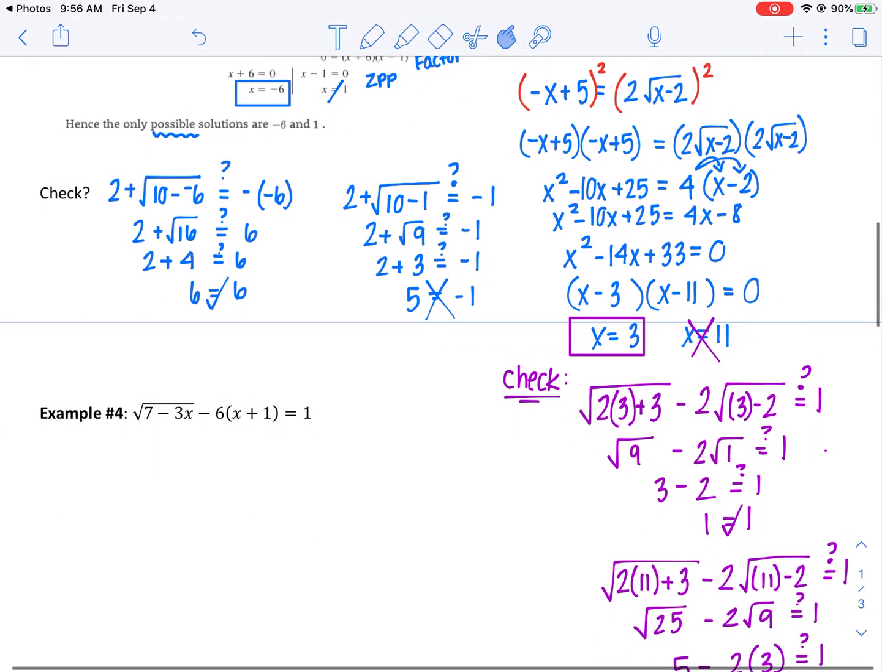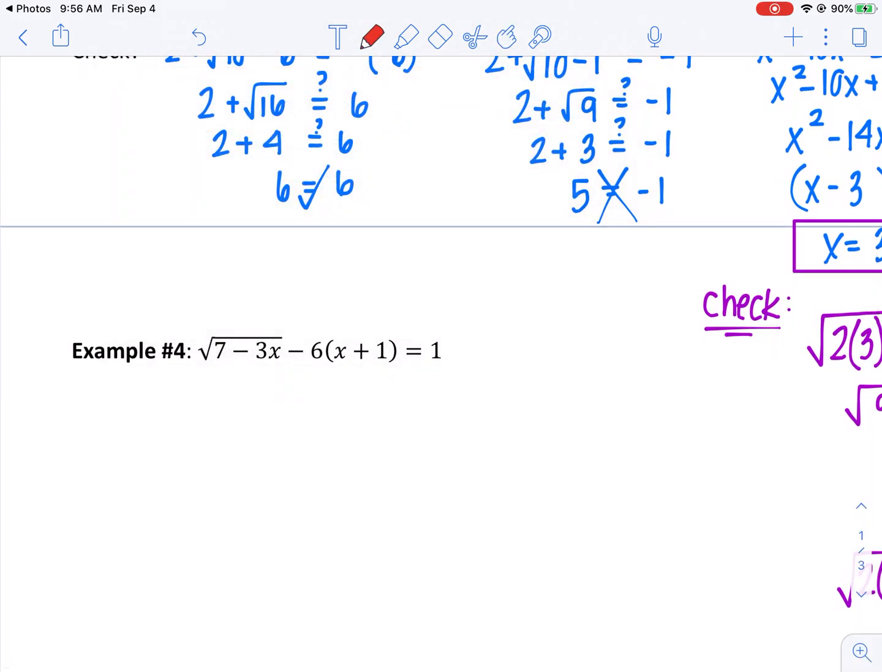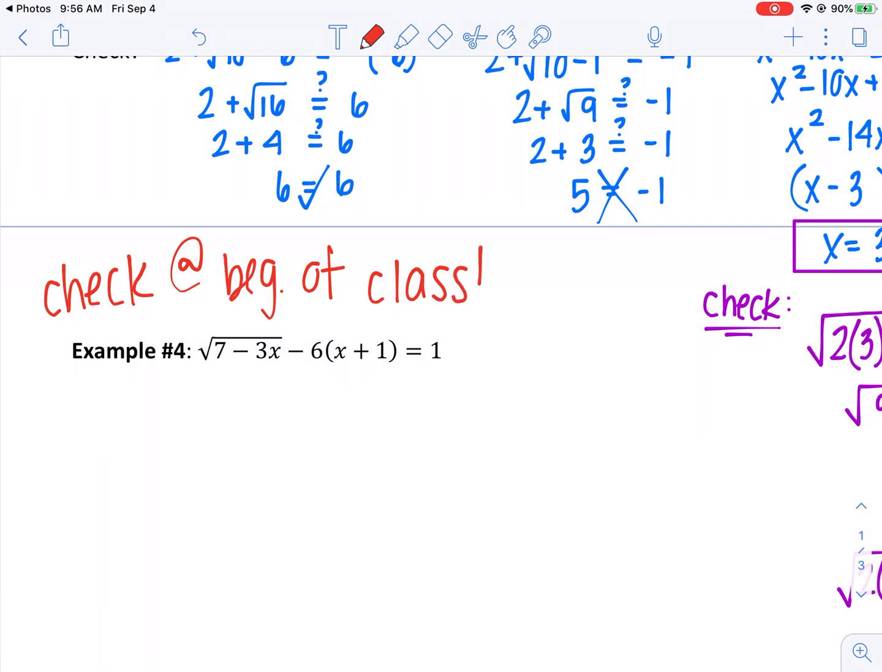For homework, I would like you to give this problem a try. I will check this at the beginning of class. So to prove that you watched your video, you need to have this whole problem completed with work. And in the end, I'm going to tell you, your final answer should be x equals negative 2/3.